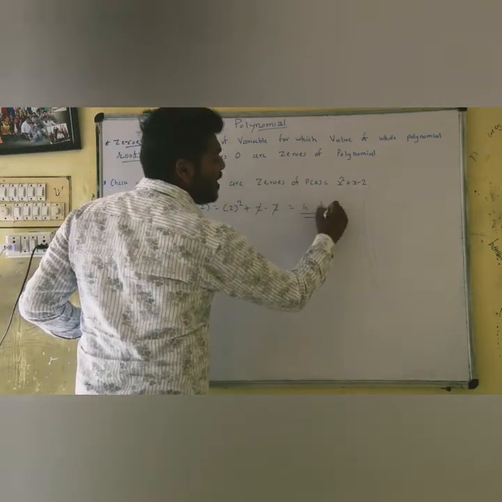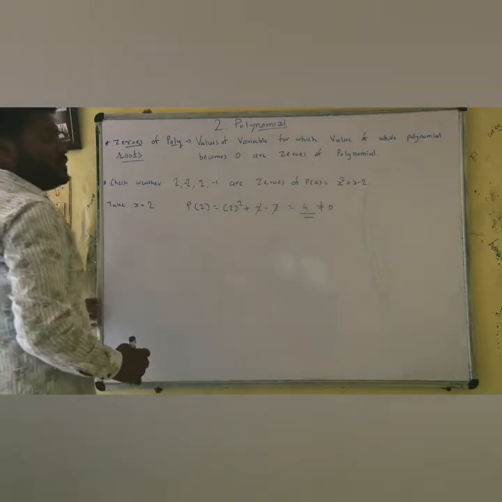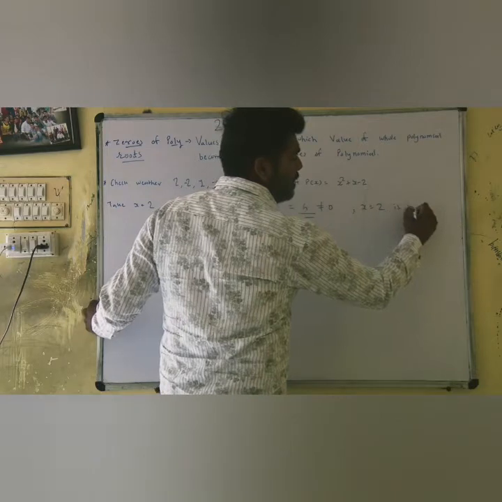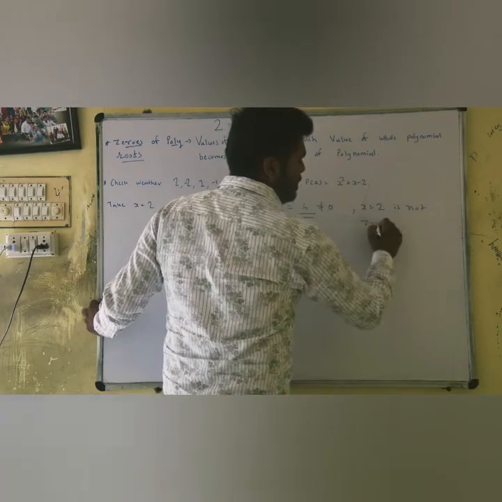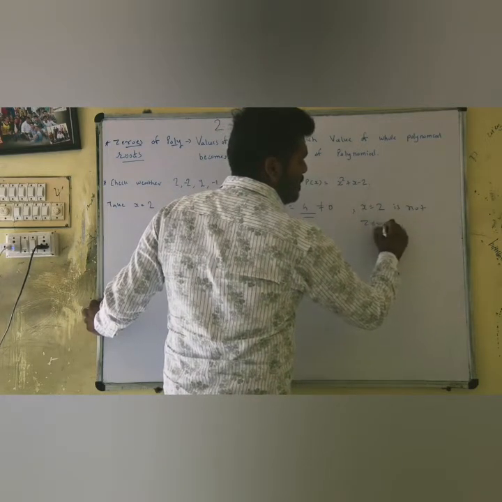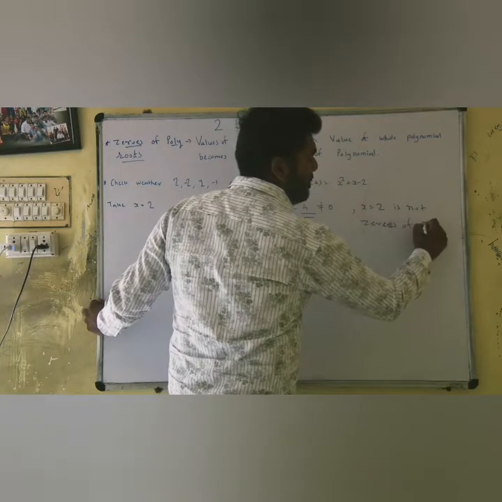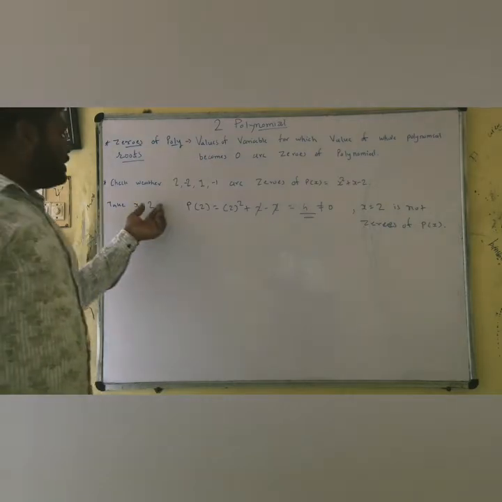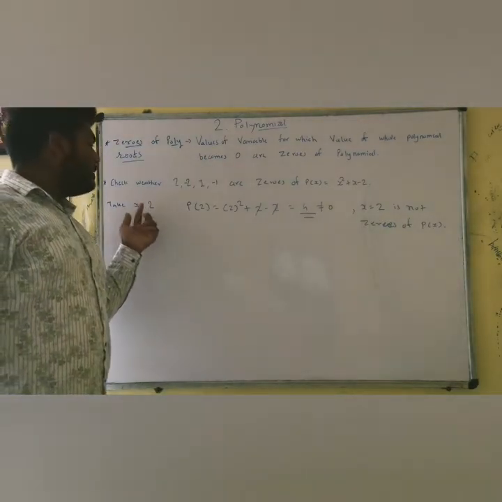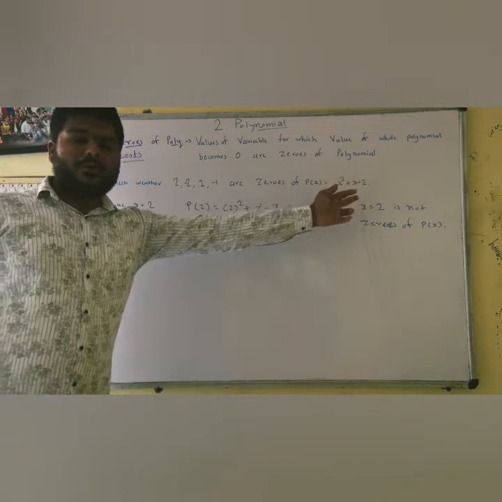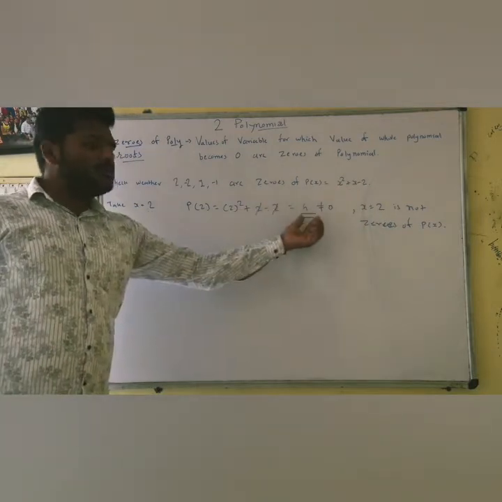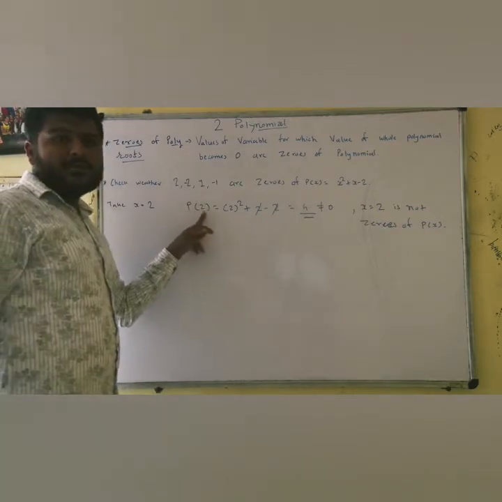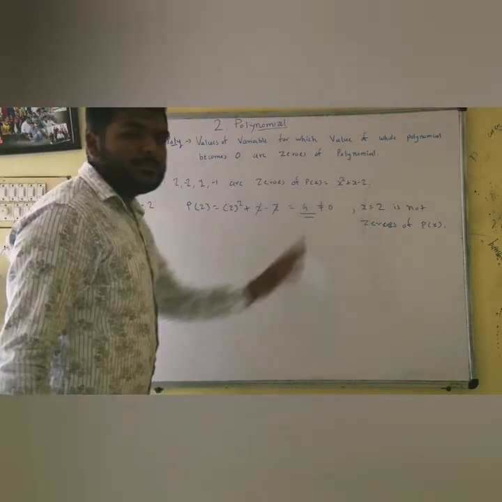No, 4 is not 0. So, x equals 2 is not a zero of p of x. Understood everyone? First we take x equals 2, then we put x equals 2 in the whole polynomial. We found the value which is 4, which is not 0. So, the value of the variable which is 2 is not a zero of this polynomial.